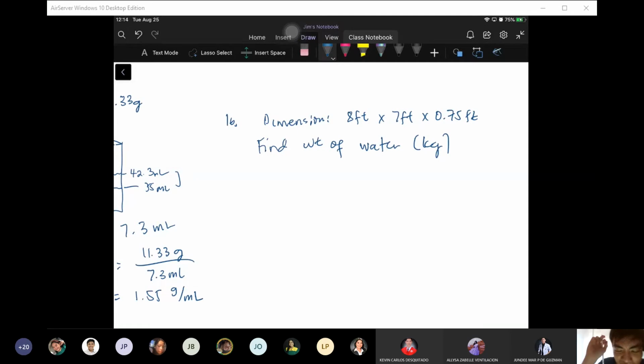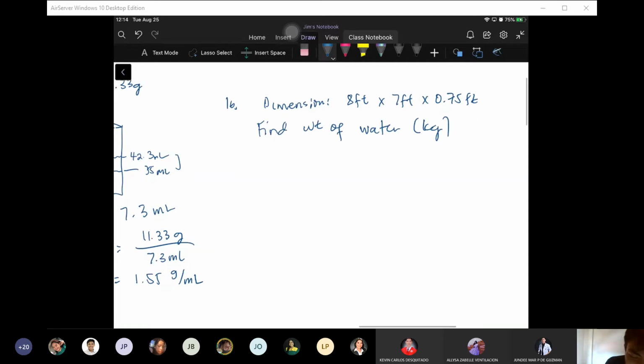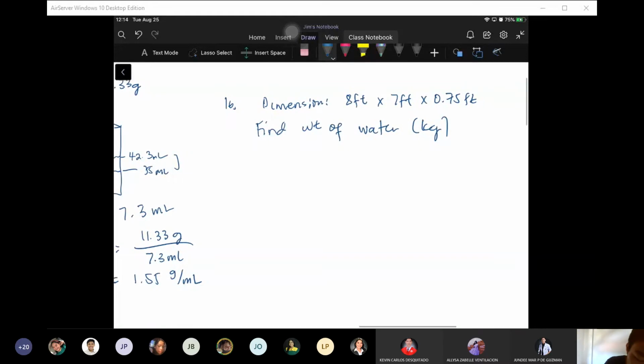Waterbed pa ba yan? Ang laki. 8 feet. Mas malalim pa siya sa swimming pool. No? So anyway, let's solve first for the volume. Yun yung munang gusto natin alamin. Bakit? We are given the dimensions. No? And this will give us idea about the volume.